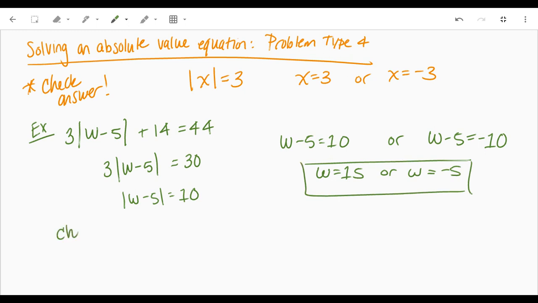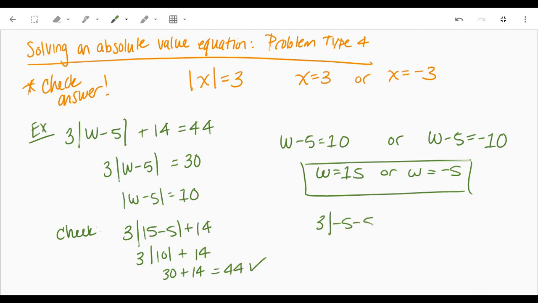3 times the absolute value of 15 minus 5 plus 14. 3 times the absolute value of 10 plus 14. 30 plus 14, that's 44. It checks. 3 times the absolute value of negative 5 minus 5 plus 14 would be 3 times the absolute value of negative 10 plus 14. 3 times 10 plus 14 also equals 44.